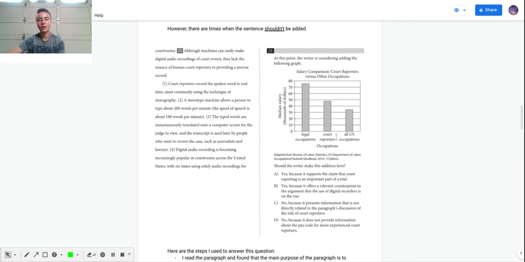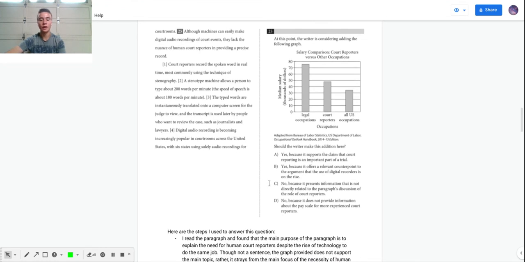You can see here that it says legal occupations, court reporters, and all U.S. occupations. As I said earlier, this passage is talking about court reporters only and digital court reporting technology, and basically how human court reporters are still required to accurately report in the courtrooms, because technology does have its limitations. So it doesn't talk at all about legal occupations and any other U.S. occupations. So yeah, it's pretty off topic. We're going to say no for now.